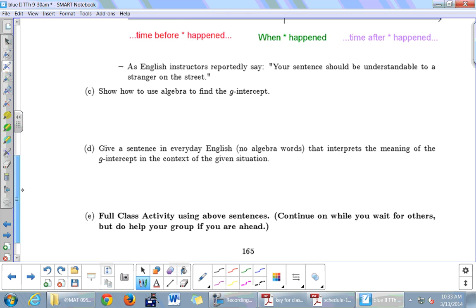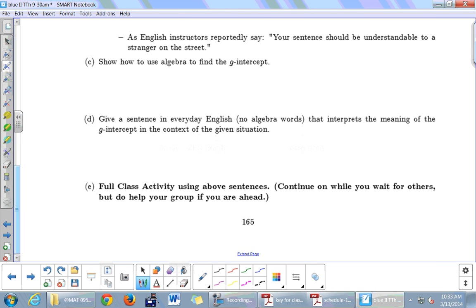Given our little discussion here, can you guys re-examine your sentence D and edit it if you feel appropriate? I want each group to come up with a new sentence for D that you all feel captures all the information for the g-intercept.